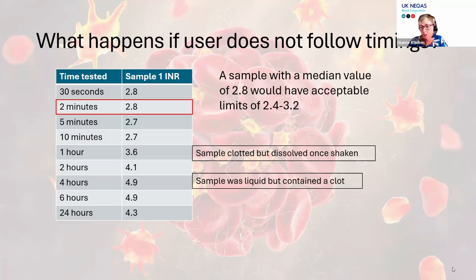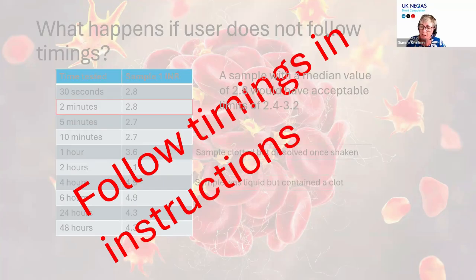And I've noted that I saw a clot in this sample, but once I gave it a little shake, the clot dissolved. So it looked like a perfectly normal sample again. And then as you leave it further, you get further prolongation of the INR. And at 4 hours, I noted that the sample was liquid but contained a clot. The bottom line here is follow the instructions on timings as well.